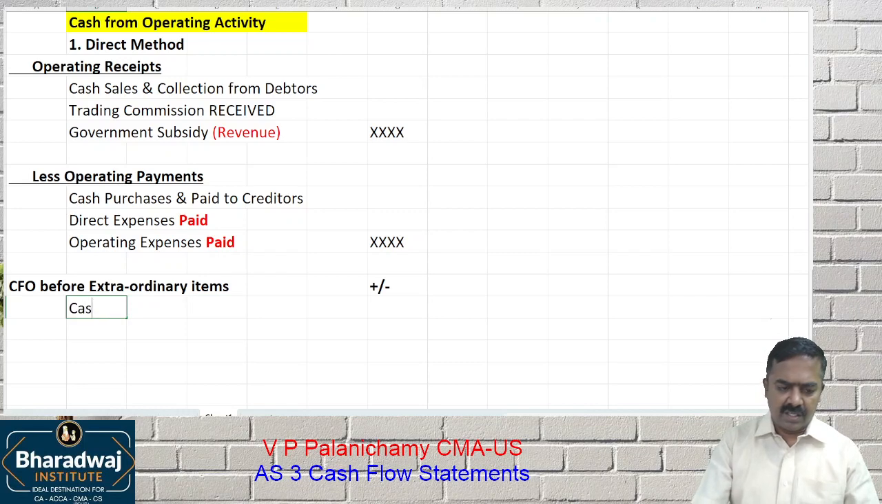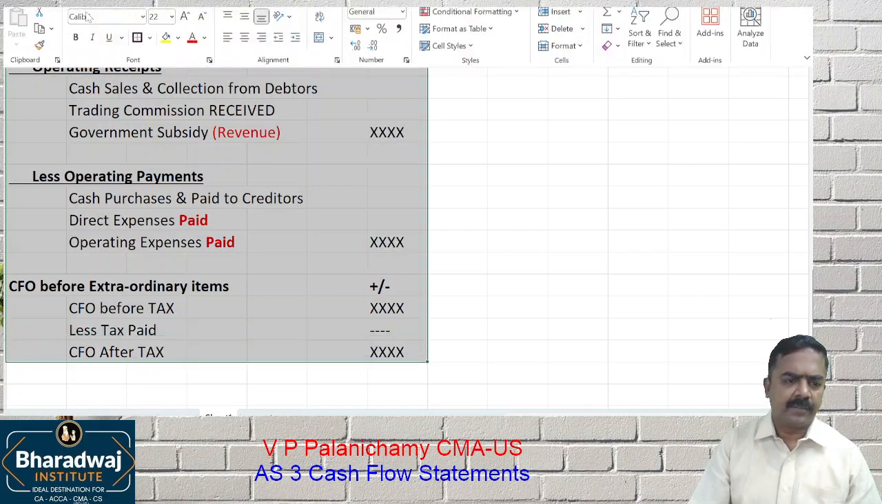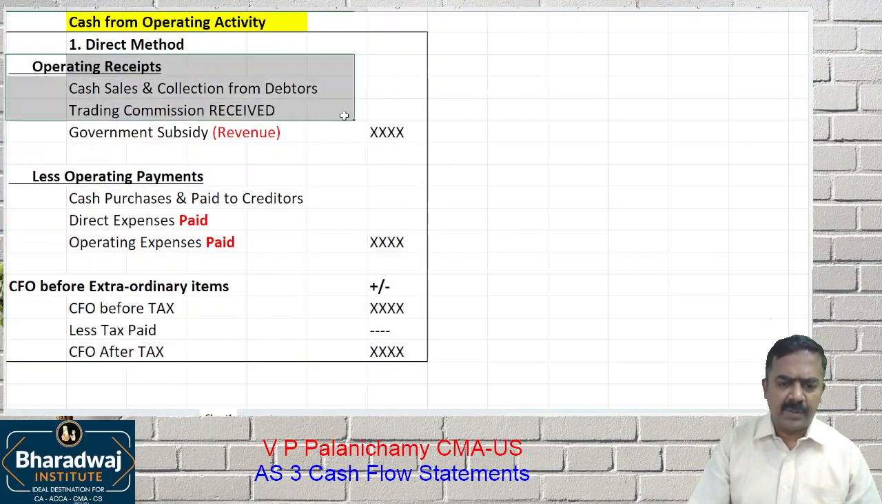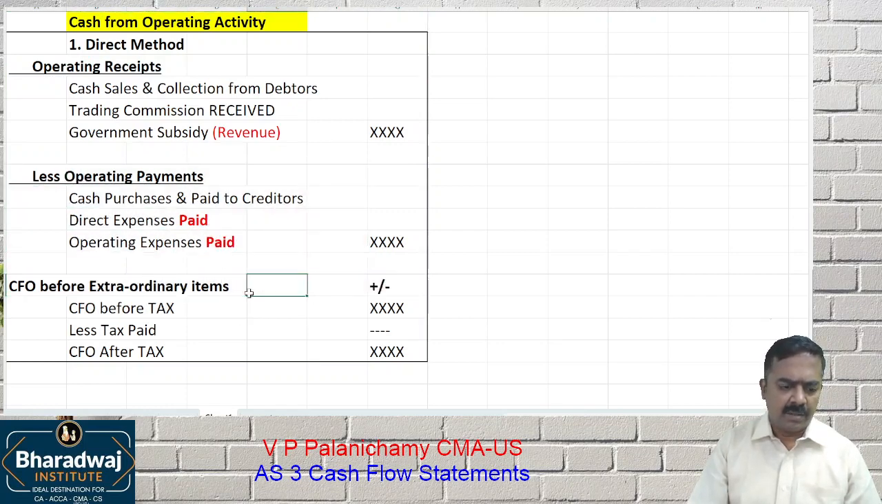This will give us cash from operations, CFO before tax. CFO before tax less tax paid will give us CFO after tax. This is which method? Direct method. Directly you take receipts less payments, CFO before extraordinary item, minus tax paid. You will take tax paid, not tax provided.